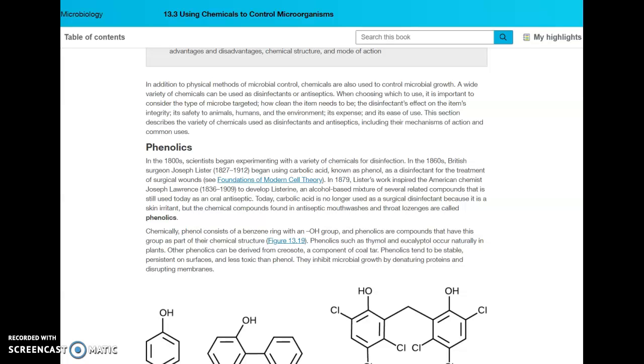Are we looking at viruses? Are we looking at bacteria? Are we looking at potential spore formers of bacteria? Are we looking at fungi? How clean does the item need to be? Are we looking at disinfection or are we looking at sterilization? What does the disinfectant do to the integrity of the surface? Is the disinfectant going to be so strong that it interferes with the integrity of the surface of the structure?